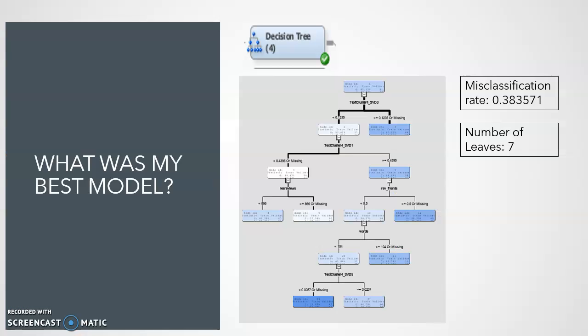Bringing on, we'll actually go to the decision tree. And now, out of all of this, the decision tree was my model with my lowest misclassification rate at 0.383571, and it had a number of leaves at 7.